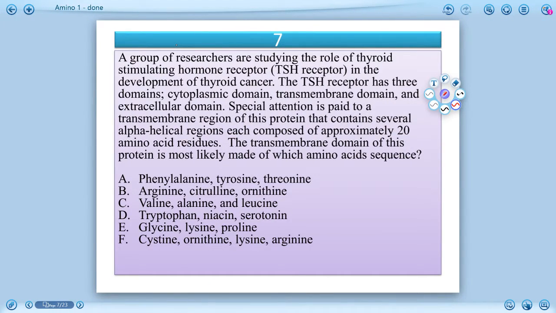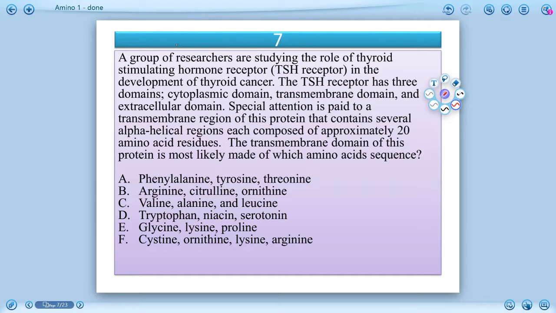A group of researchers are studying the role of thyroid stimulating hormone receptor in the development of thyroid cancer. So they just want to know what is the role of TSH receptor in thyroid cancer. TSH receptor has 3 domains: cytoplasmic domain, transmembrane domain, and extracellular domain. Special attention is paid to the transmembrane region of this protein that contains several alpha helical regions, each composed of approximately 20 amino acids. The transmembrane domain is most likely made of what?